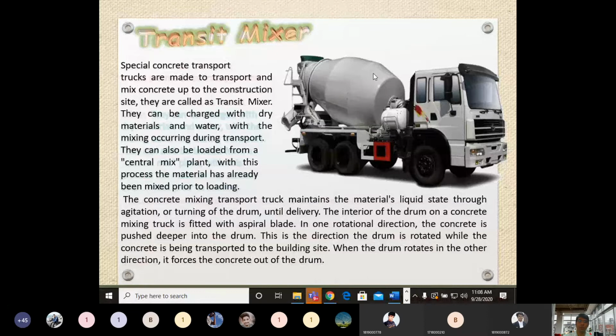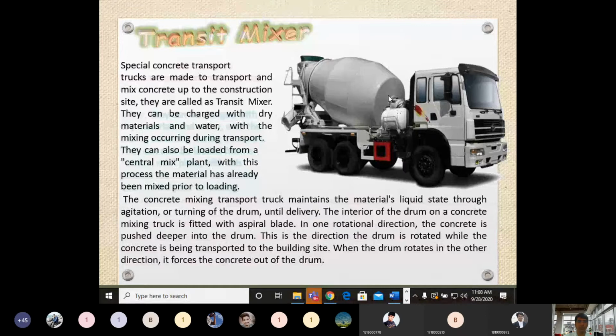3 to 6 rotations per minute. This special type of concrete truck is made to transport the concrete up to the construction site. This is known as the concrete mixer. They can be charged with dry material and water, with the mixing occurring during the transport. They can also be loaded from a central mix plant. With this process, the material has already been mixed prior to the loading.